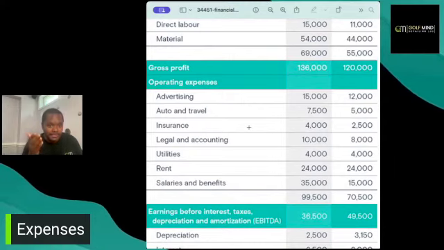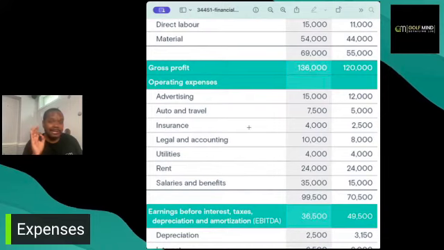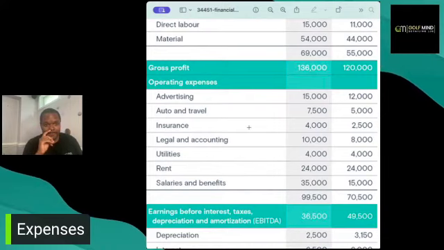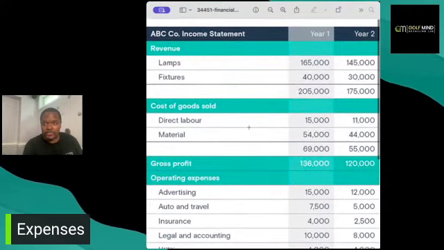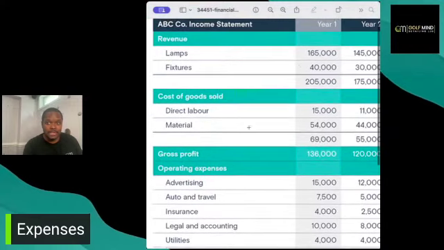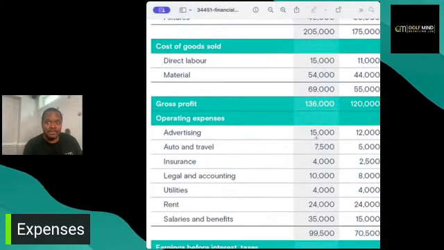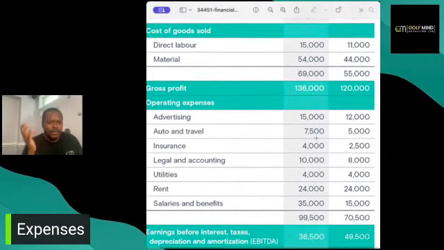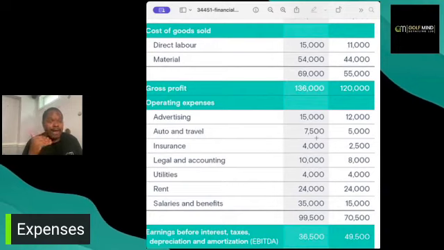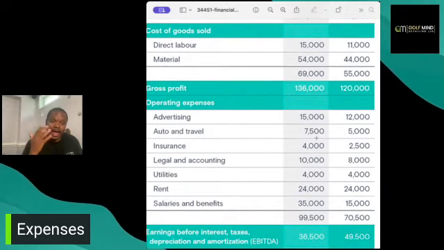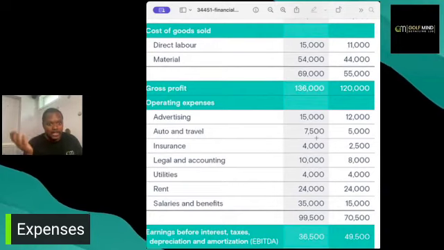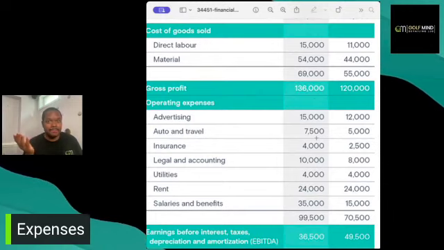And again, just as for advertisements, they spent $15,000 in advertisements. And this is for year one, as you see right here. So year one, they spent $15,000 in advertising. Again, why is advertising important? In order for you to get more customers to provide more revenue. So is that a good expense? It is, if it's going to bring you more clients.